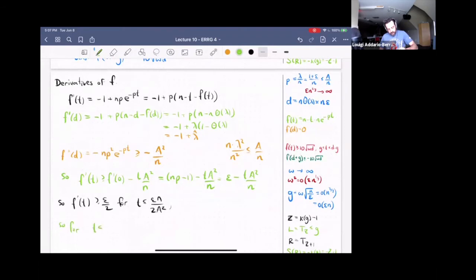Okay, so if t is less than g, we have a lower bound on the derivative of f that's valid up to something of order epsilon n, right? Because a is a constant. But we said g was little o of epsilon n. So that means our lower bound on the derivative of f is valid all the way up to g. So g is less than epsilon n over 2a squared, at least for n large.